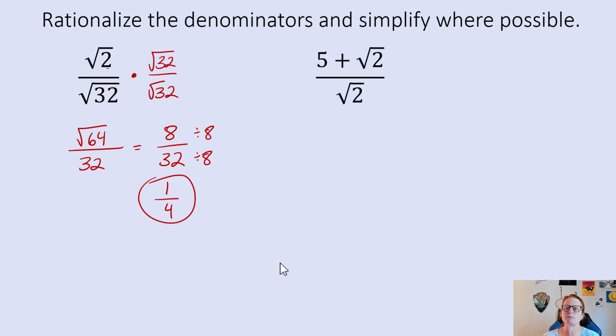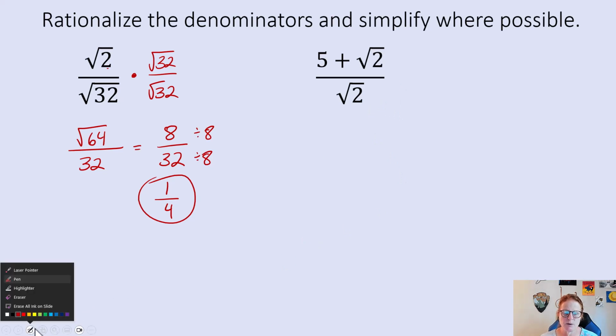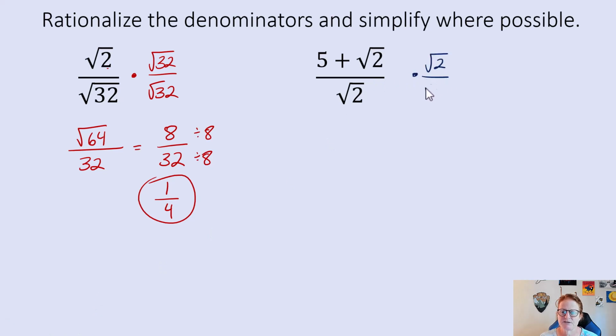This one's a little bit different. You just have to distribute. You're still going to multiply by the square root of 2 over the square root of 2. So my form of 1 is set by the denominator, not by the numerator, but by the denominator. So I go ahead and I multiply. I'm going to distribute. 5 times the square root of 2 is 5 square root of 2. Square root of 2 times the square root of 2 is the square root of 4 or 2.